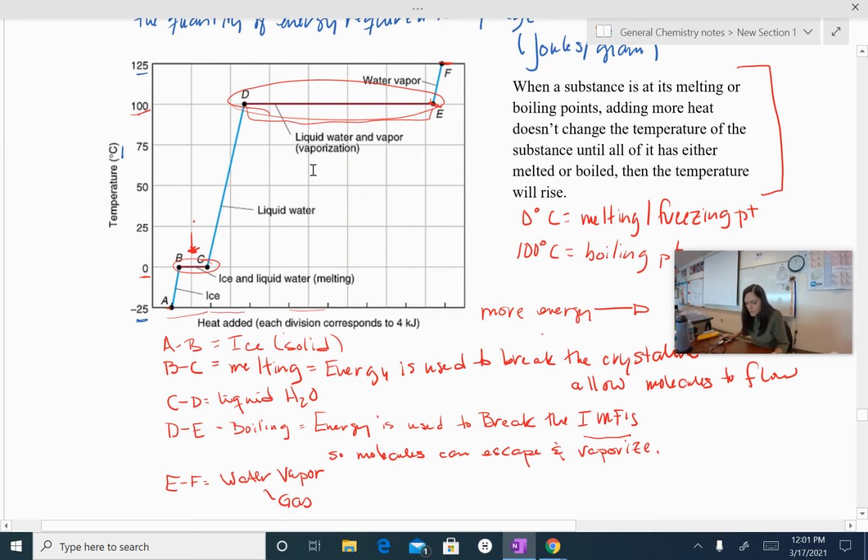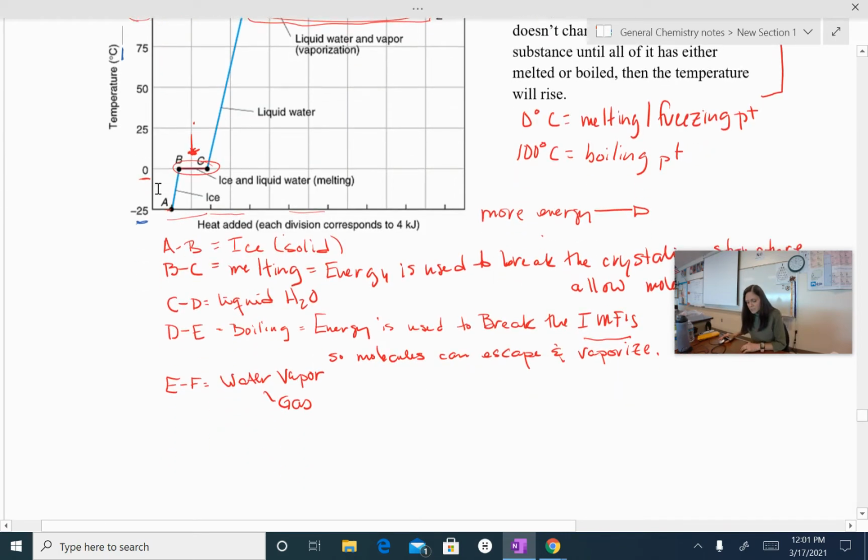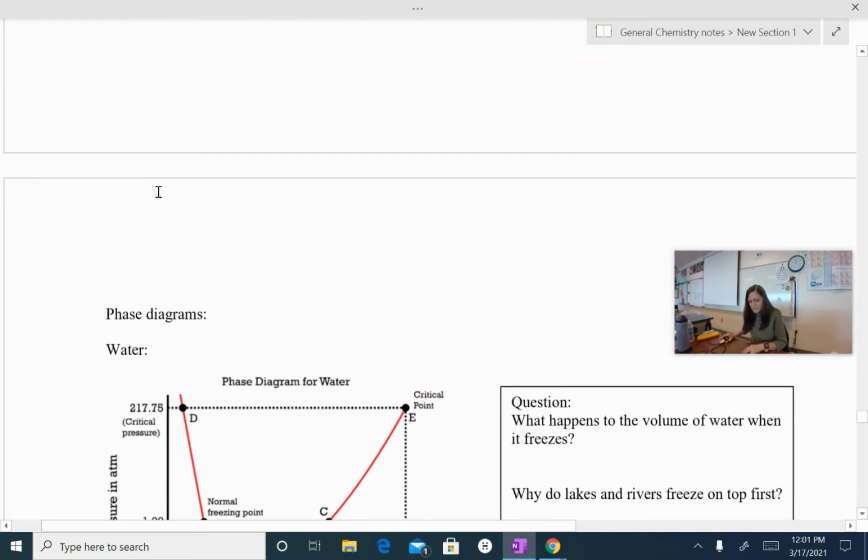Okay? All right, I've put a demo of boiling water in a paper cup because of this. This 100 degrees is lower than the flash point of paper, so I can boil water in a paper cup without burning the cup. It's a pretty cool demo. All right, let's go on to phase diagrams.